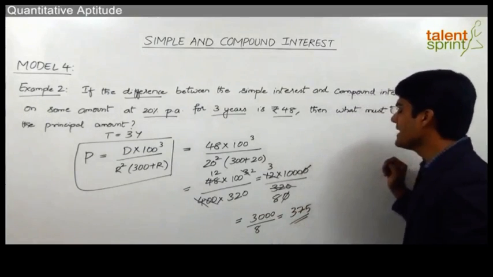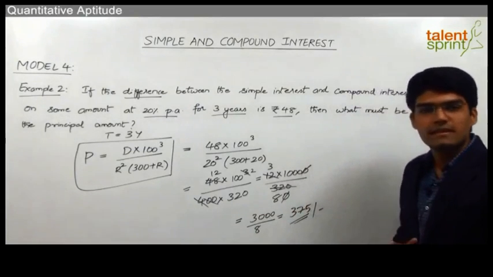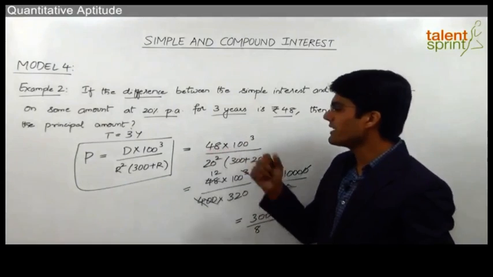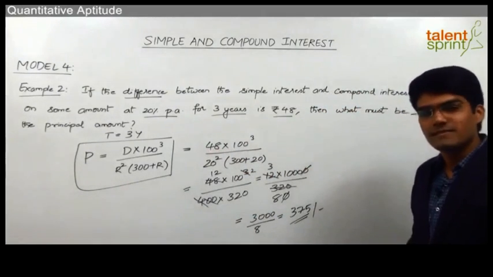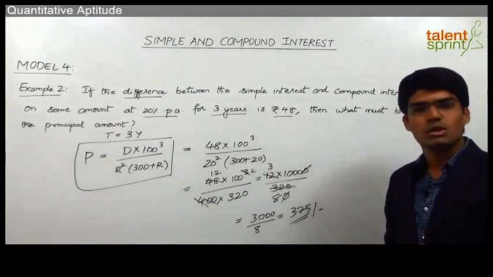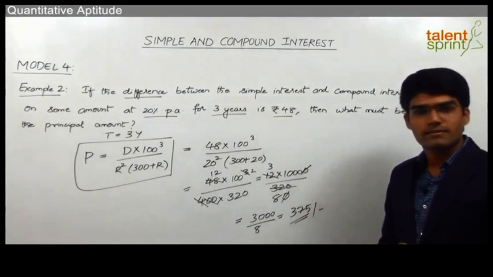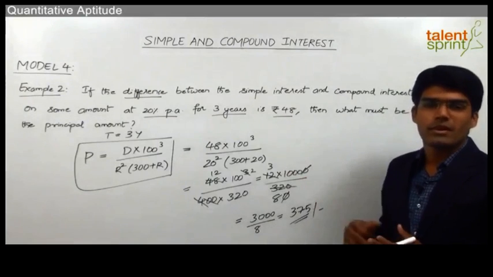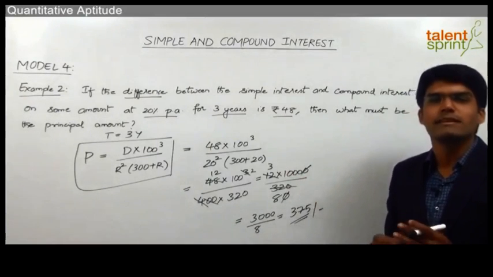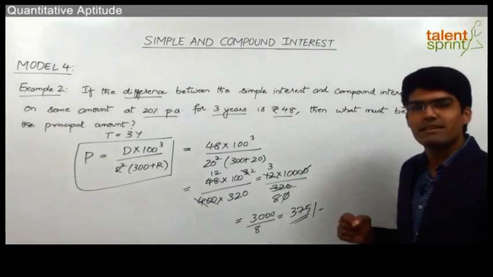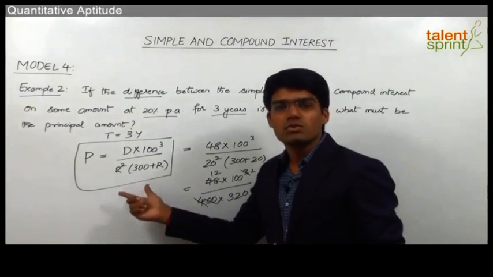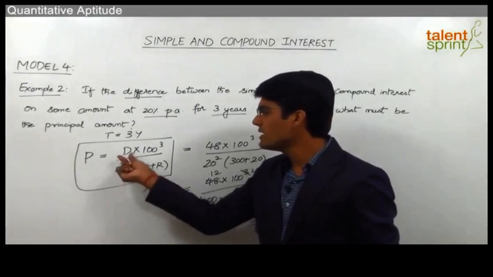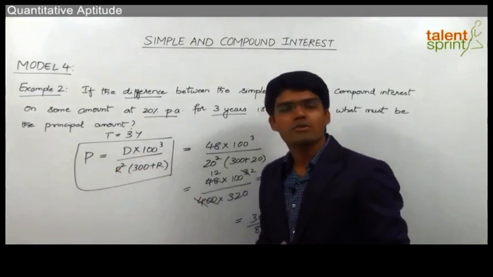So we can say that the principal amount should be 375 rupees for the difference to be 48 and the rate of interest being 20% per annum for 3 years. So this is how we can simply use the shortcut formula to get the required answer. Friends, solving this question with the help of percentages would become a little tedious. Why? Because we need to consider the difference for 3 years. So the best way to solve this question is to use the shortcut formula, that is P equals D into 100 cube divided by R squared into 300 plus R.